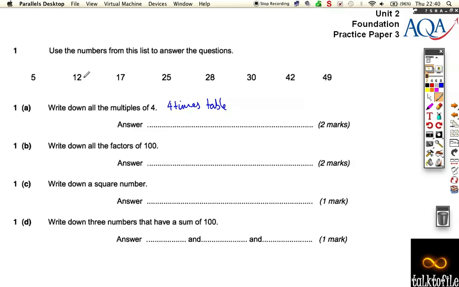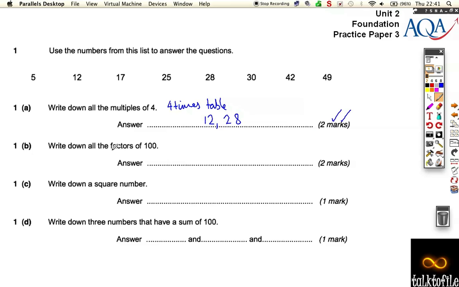So we're just looking for things in the 4 times table. So 12 is, and 28 is, now that should be our 2 marks because it's just 2 numbers, 1 mark for each. Let's just check. 42 can't be because 40 is and 49 isn't. No. So that's it, 2 marks.